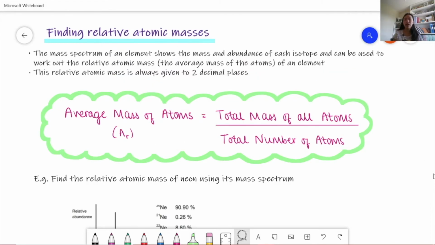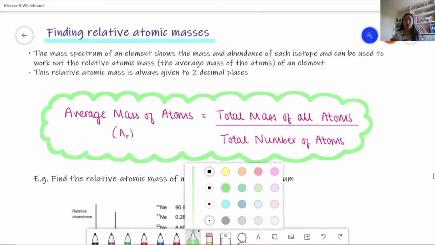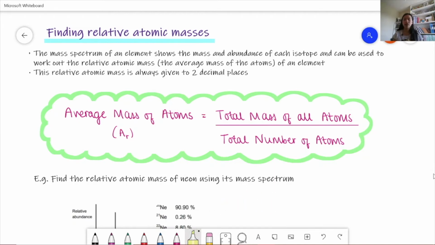Now we're going to have a look at how we find relative atomic masses. So the mass spectrum of an element shows the mass and abundance of each isotope, and we can use it to work out the relative atomic mass. And this is just the average mass of the atoms. And we're going to look at the full definition of this a bit later, but we're just trying to work out the relative atomic mass using mass spectra. So the relative atomic mass is always given to 2 decimal places, and we can work it out by dividing the total mass of all atoms by the total number of atoms.